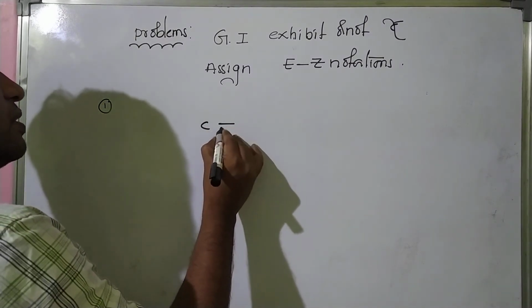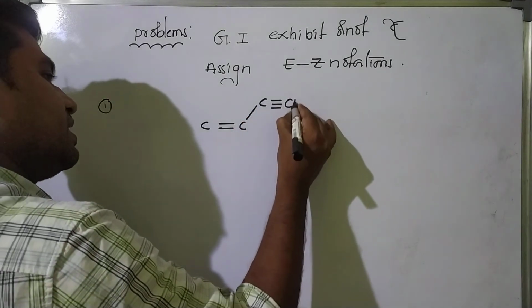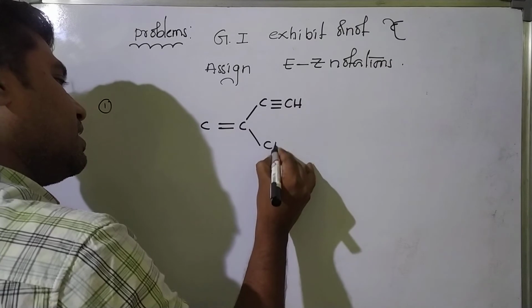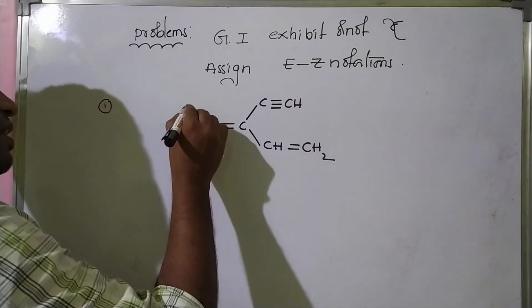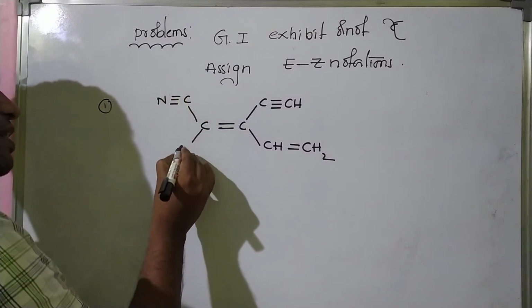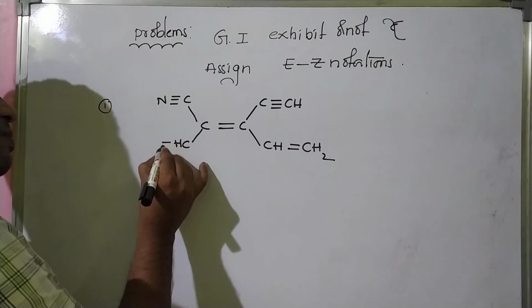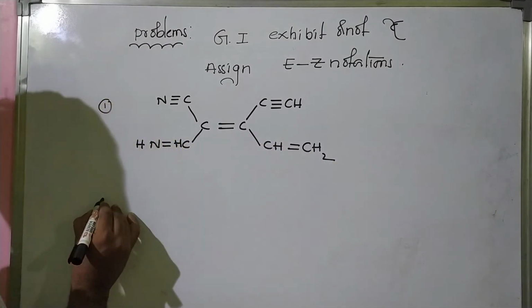C double bond C, here C triple bond CH, here CH double bond CH2, here C triple bond N, here CH double bond NH. Please answer this, anybody.